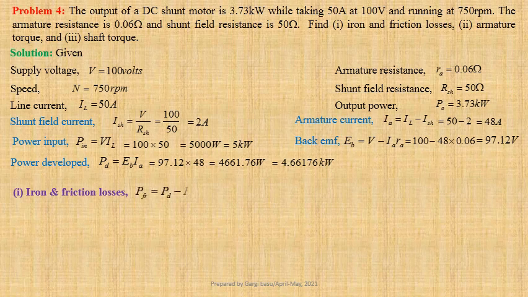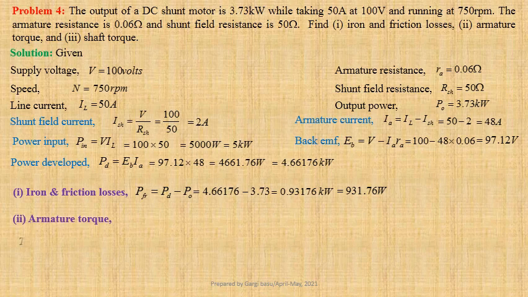Let us now calculate iron and friction losses. PFR equals PD minus PO, that is equal to 4.66176 minus 3.73, that gives us 0.93176 kilowatt or 931.76 watts.